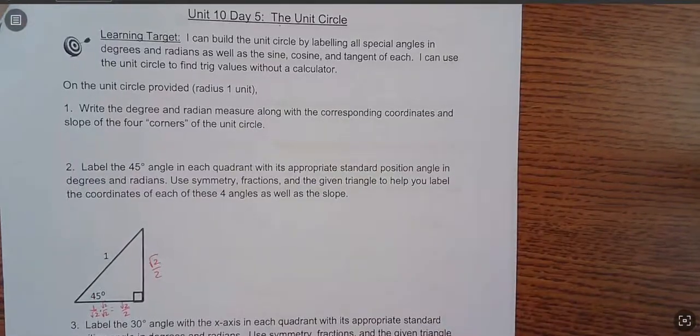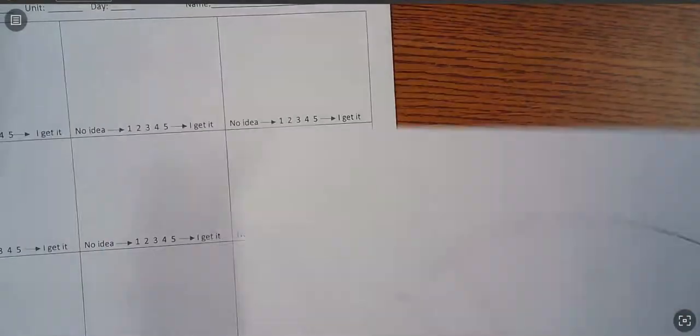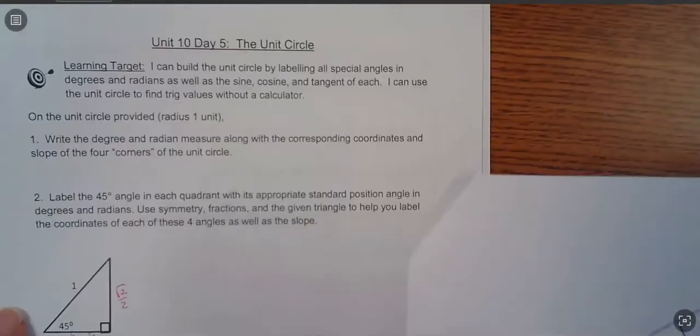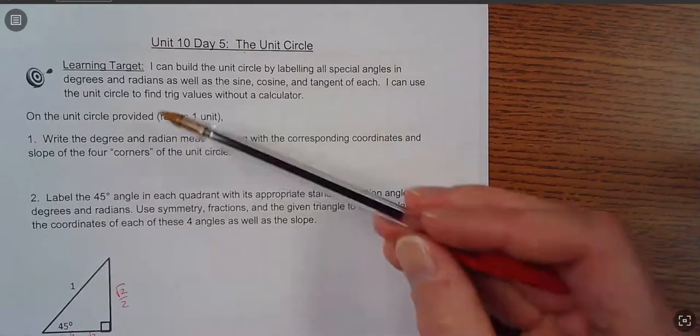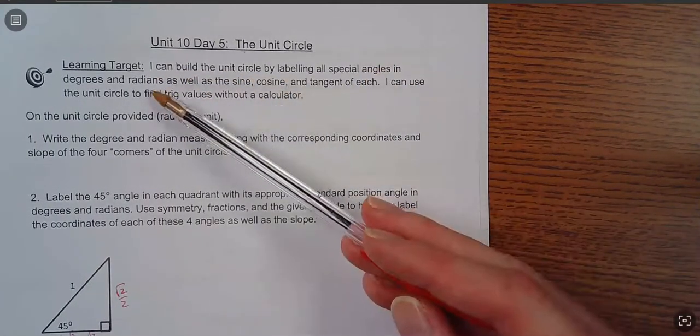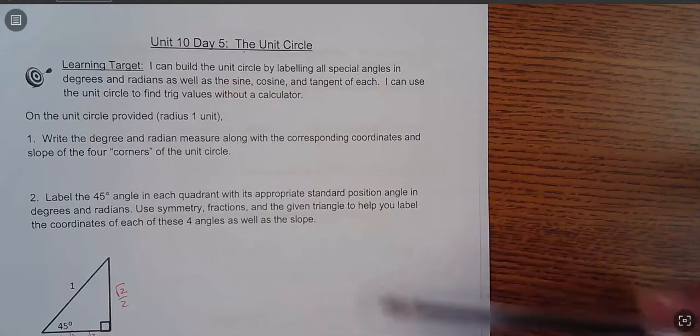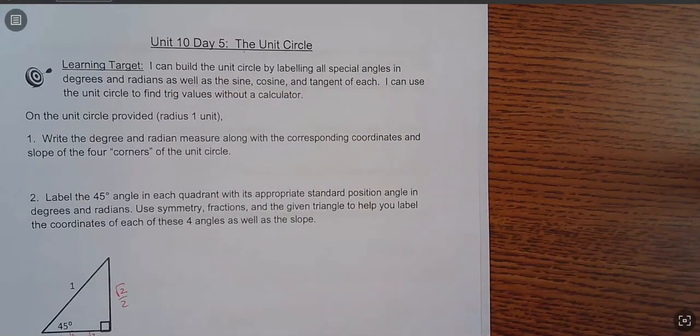So first off, if you need to, you might want to tear this paper out. The next page, if you flip it, I just ripped mine out to give me space here. The learning target is I can build the unit circle by labeling all special triangles in degrees and radians, as well as the sine, cosine, and tangent of each. And I can use the unit circle to find trig values without a calculator.